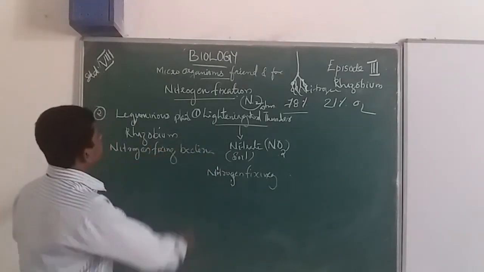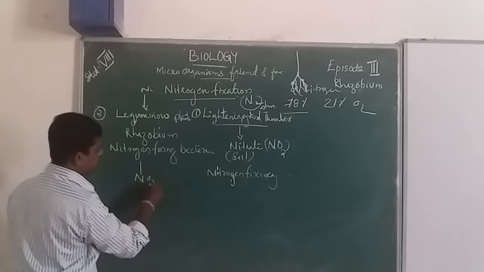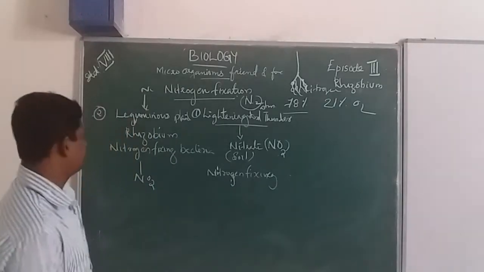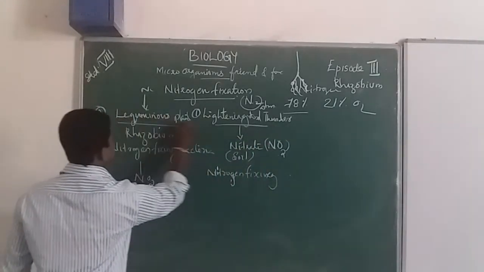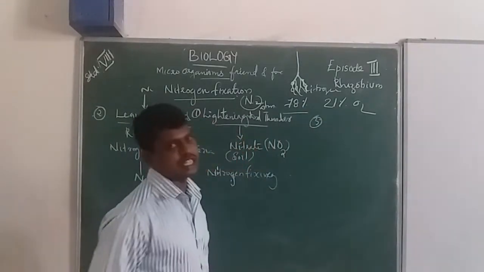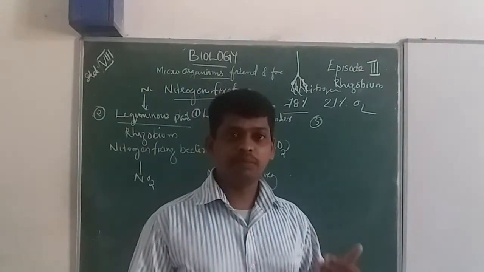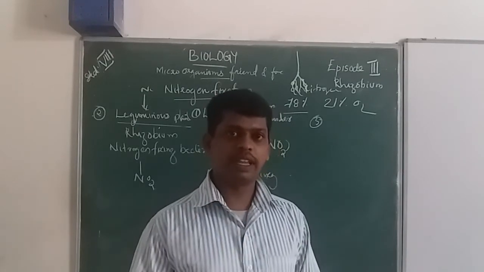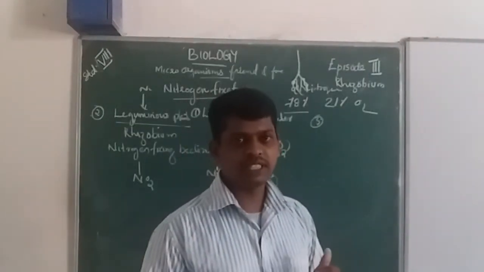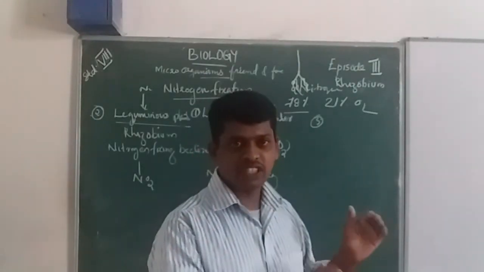This bacteria is absorbing atmospheric nitrogen to soil nitrate. This is the second method of nitrogen fixation. The first one is lightning and thunder, and the second is leguminous plants. And the third one is some algae, which are aquatic organisms. Some aquatic organisms like algae can convert nitrogen to nitrate. They can absorb atmospheric nitrogen and convert it to nitrate.